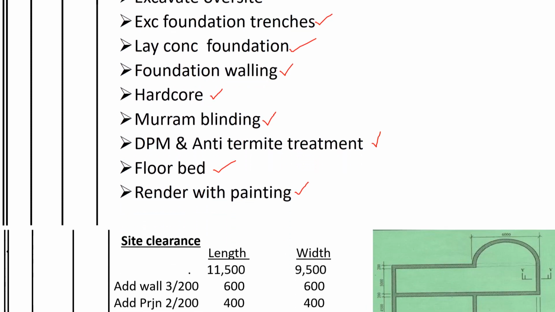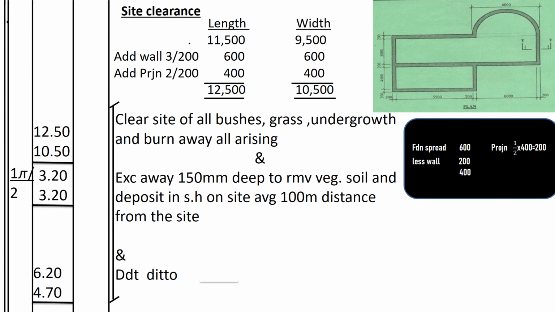So we shall begin with site clearance. In site clearance, we shall divide this plan into two. There is this semicircle here. Then we have this rectangle. This rectangle starts from here. Kindly follow through using the red pen. It goes this way. That's another rectangle. So we shall take off site clearance for this semicircle separately from this rectangle.